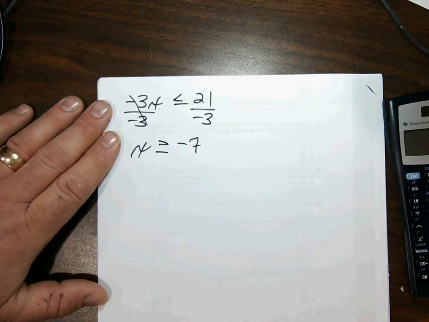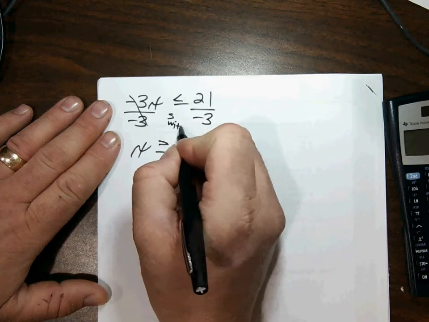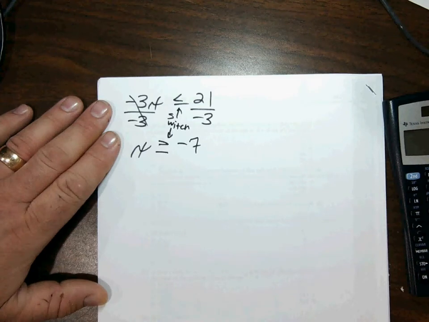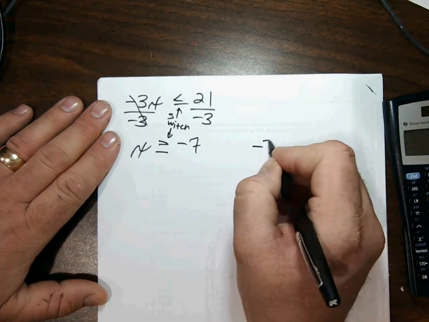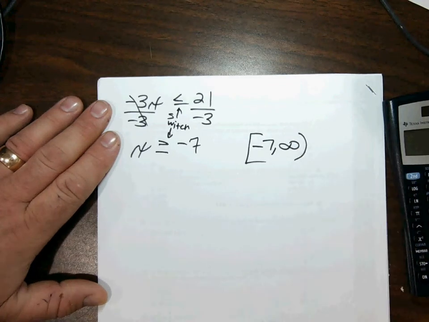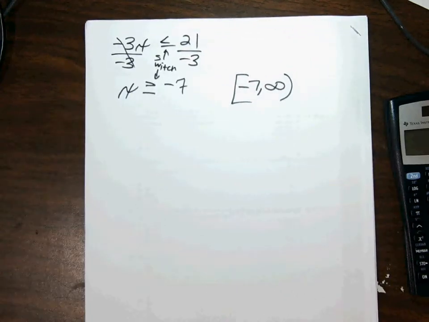x is greater than or equal to negative 7. See how I switched it? I flipped it around, switched it. The old switcheroo. How do I report that? It's negative 7 up to infinity. Negative 7 is included. That's how I report it. So that's the only difference. The answers are reported a little differently, and I may have to switch the inequality, maybe not. It depends on the situation.